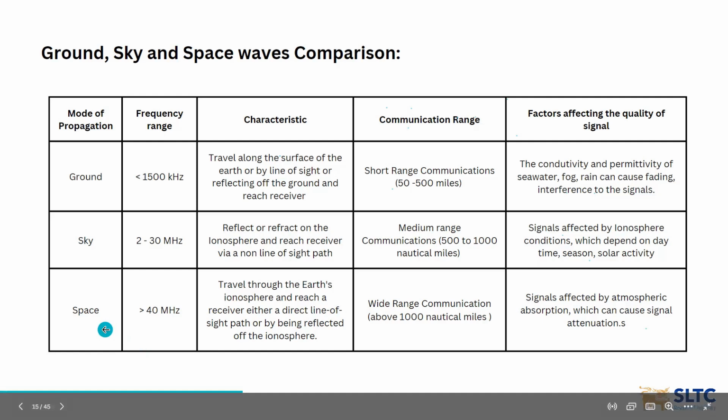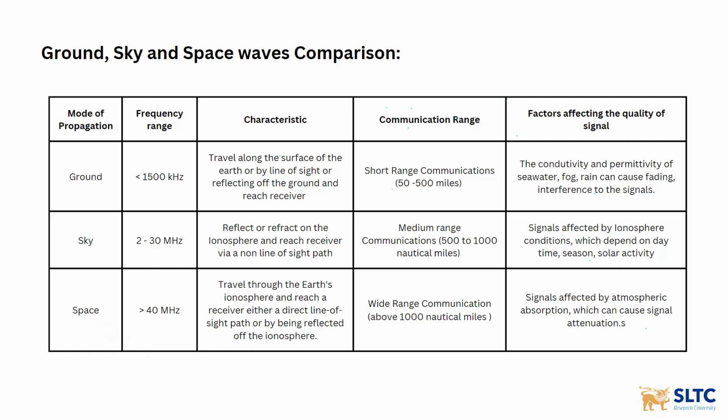Thirdly, the space waves, where we are talking about frequencies above 40 megahertz, and such waves will reach a wide range, above 1,000 nautical miles, we call it. Nautical miles means the miles used by the Navy. A nautical mile is more than a standard mile. So up to that, and beyond that range, we can do satellite communication.